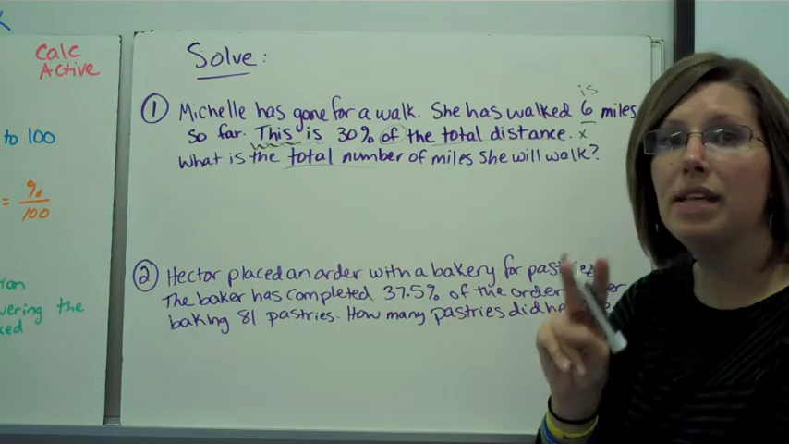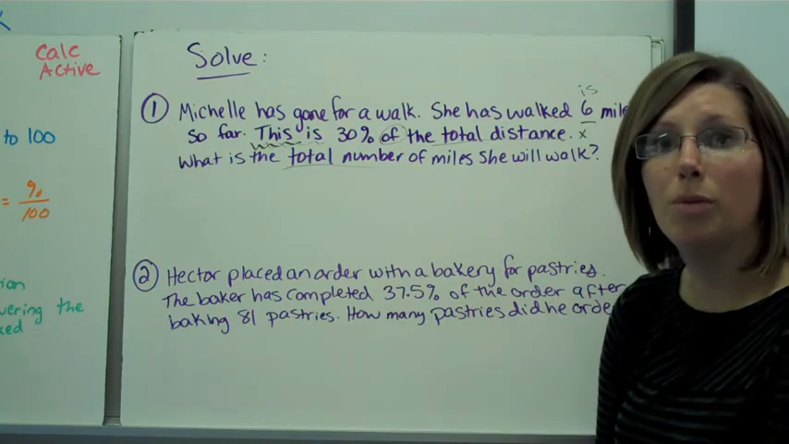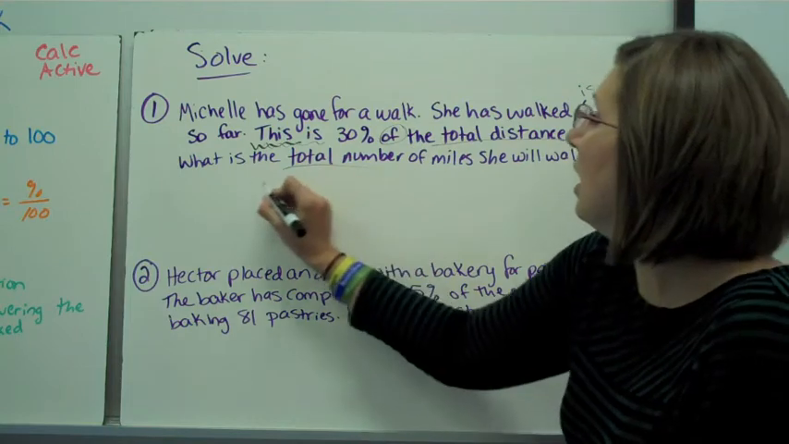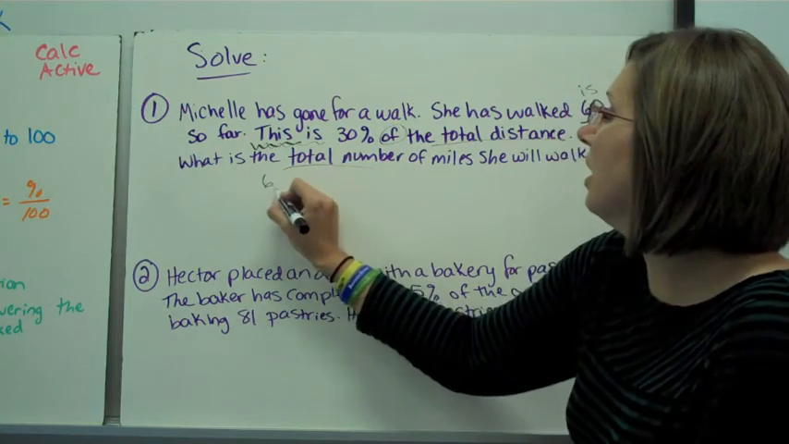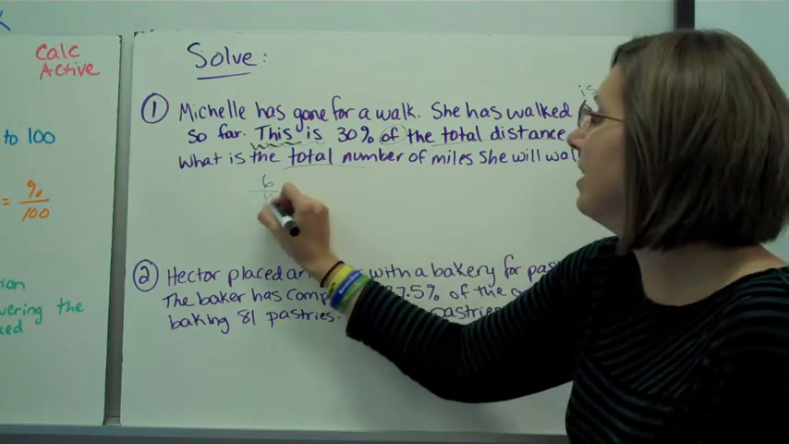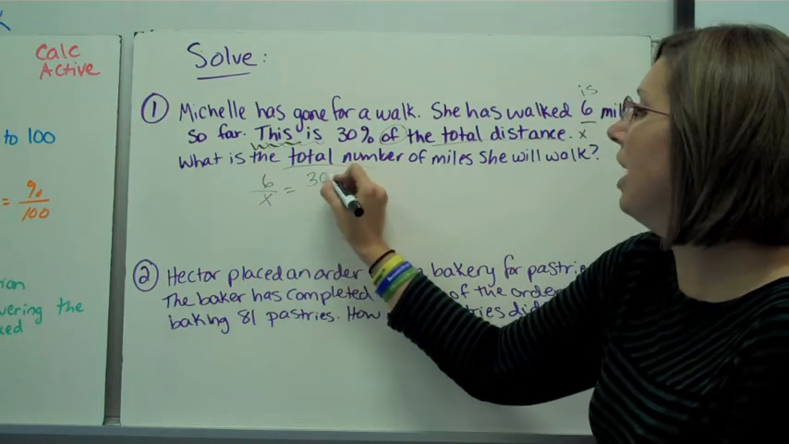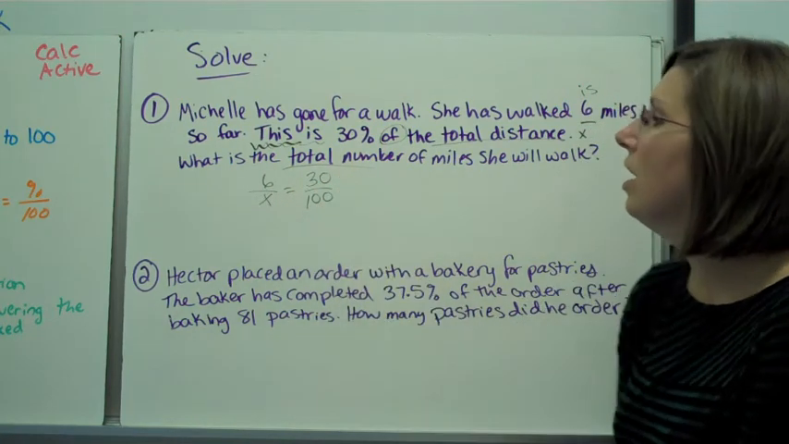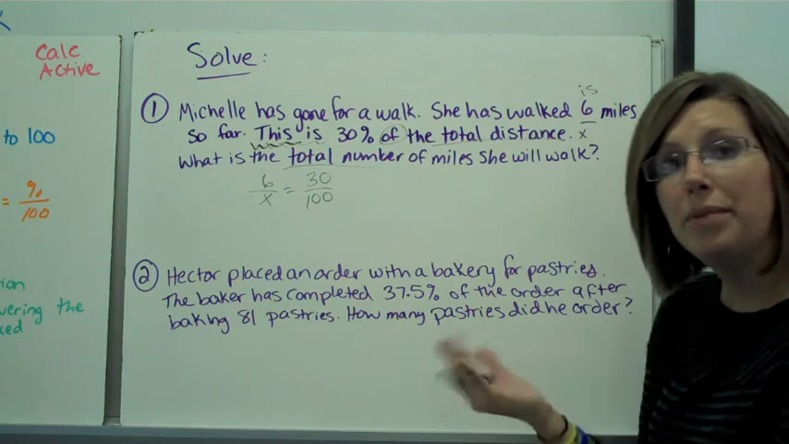So I'm going to set this up 2 ways. First, I'm going to start with the proportion. Is over of, so 6 over x equals percent over 100. That's how I would set up my proportion.